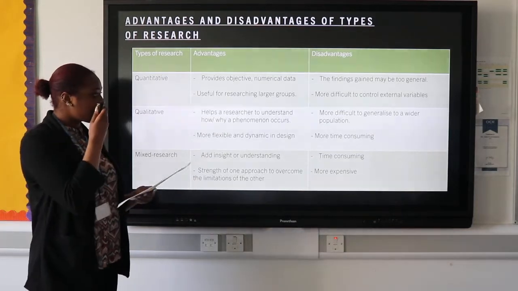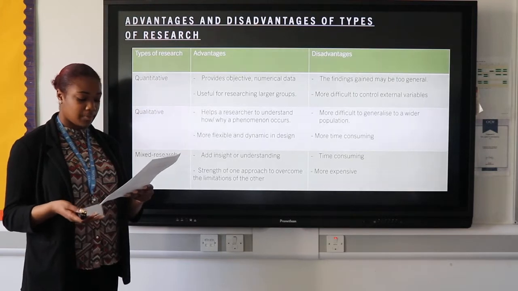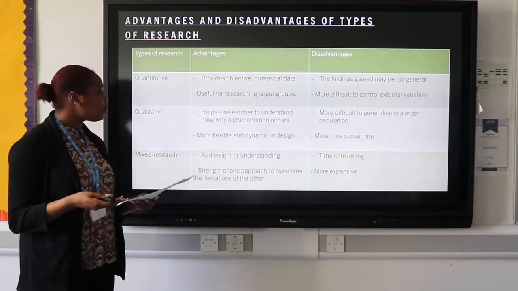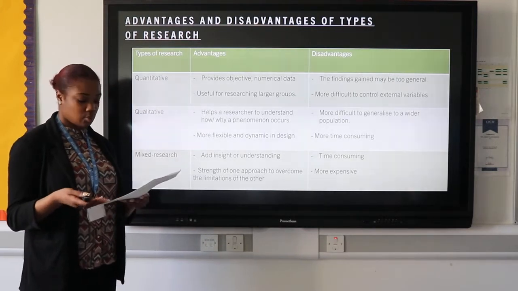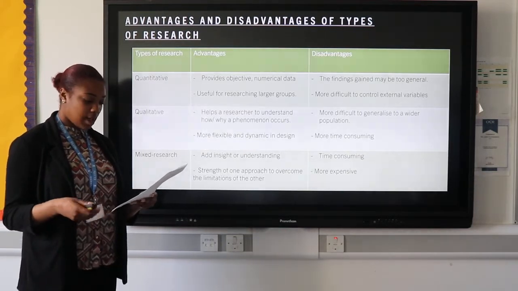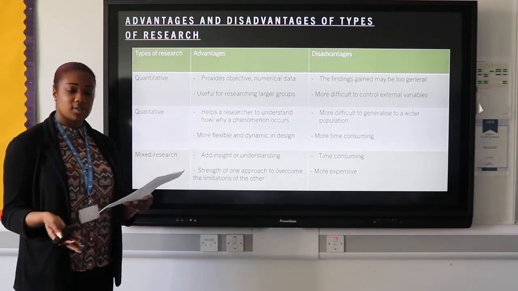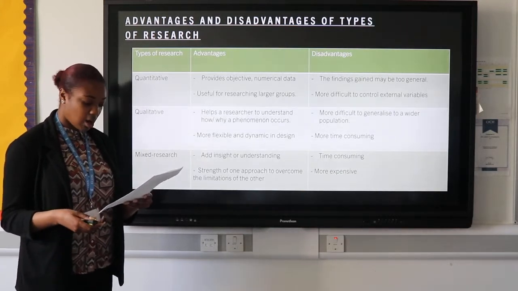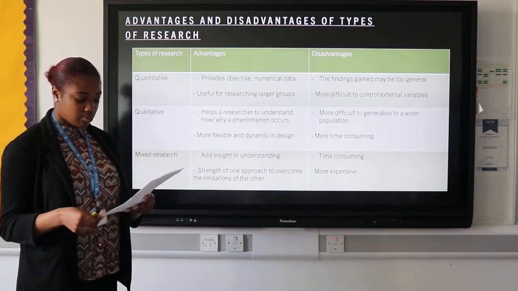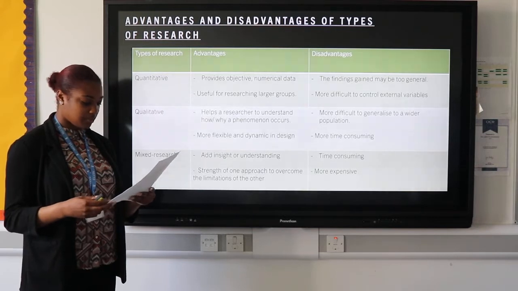However, a disadvantage is that it can be harder to generalize to a wider population because qualitative data often uses smaller group sizes. It's also more time consuming as data collection and analysis can be a longer process. For example, you'd have to listen, record and read each participant's answers during the study.